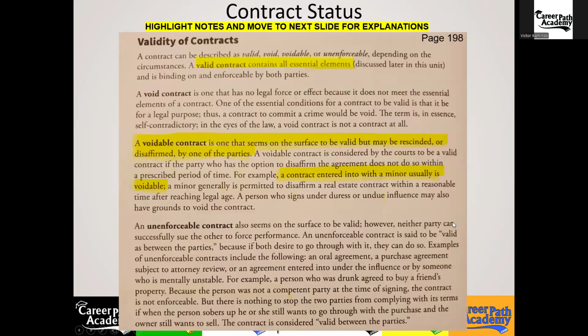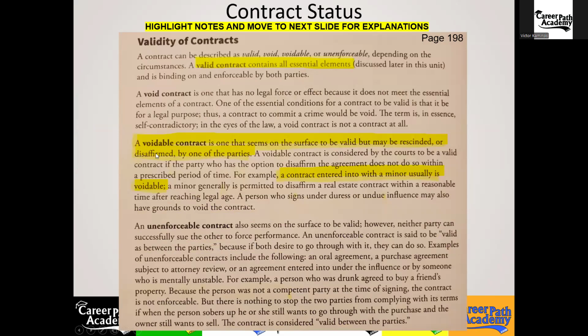So contracts can be valid, void, voidable, or unenforceable. A valid contract is one that contains all the essential elements. So therefore, it's legally enforceable in a court of law. A void contract is one that's missing one of those essential elements, or the contract's been broken in some way, shape, or form that it's no longer enforceable. That would be a void contract.